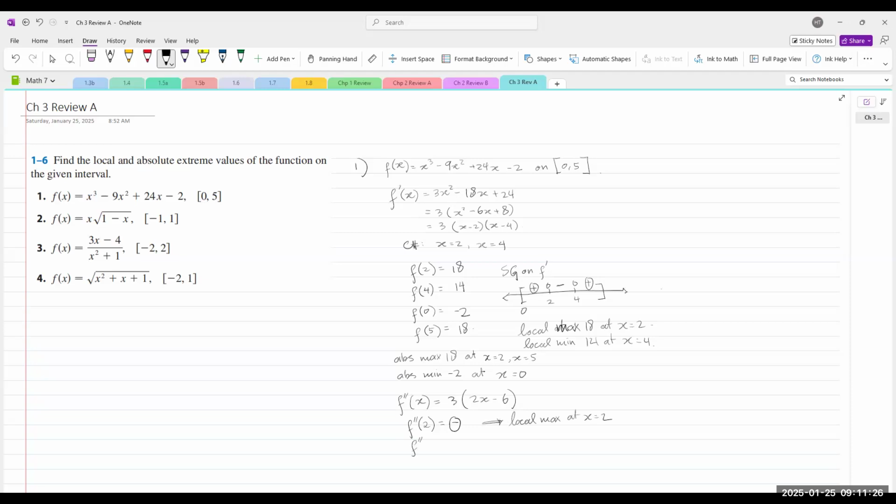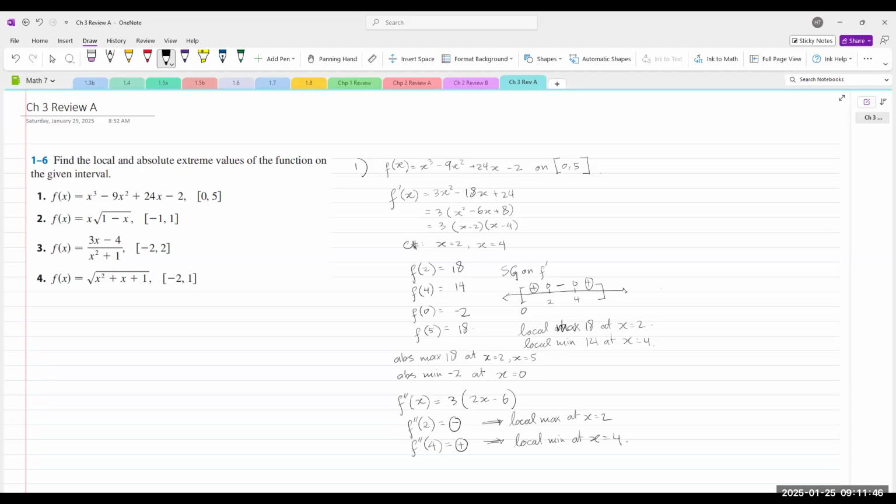And f double prime of 4, that's positive. You see, I don't even compute what the second derivative value at 4 is. I just want to see if it's positive or negative. Okay, so local minimum at x equals 4.